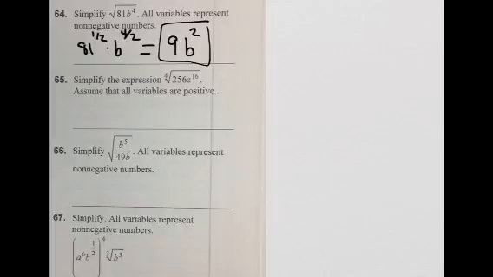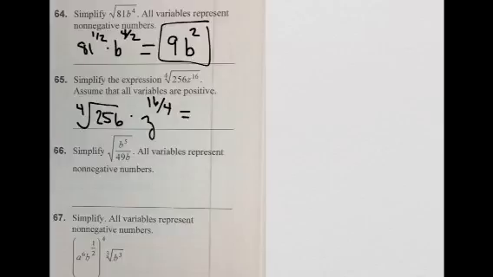For 65, the index is 4. So you can write it as the 4th root of 256 times z to the 16 over 4. So I wrote it differently just so you could see that you could do that. You can write one with a radical and one with a rational exponent.